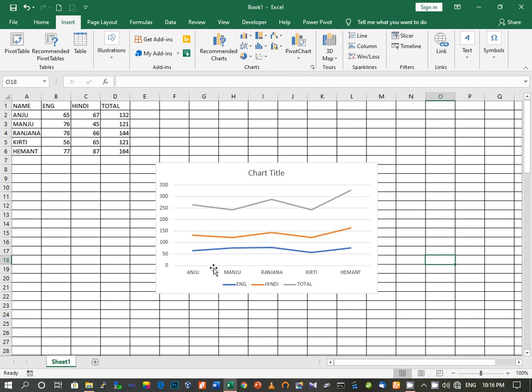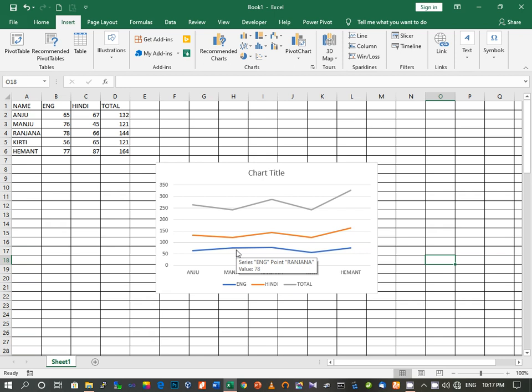Here also in the x-axis the names are given, and in the y-axis the data is there. This blue line is used to represent English marks, the orange line is used to represent Hindi marks, and the total is represented by the gray line. Now let's understand this chart. Here Anju got 65, so you can see this line is starting from 65. Then Manju got 76, so there is a rise in the marks, so this is going up.